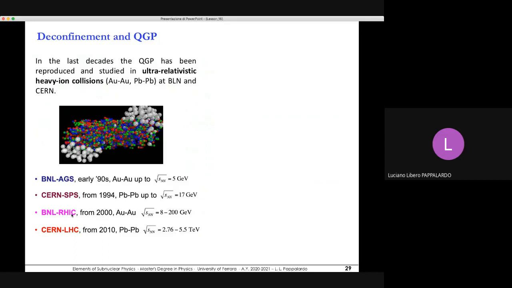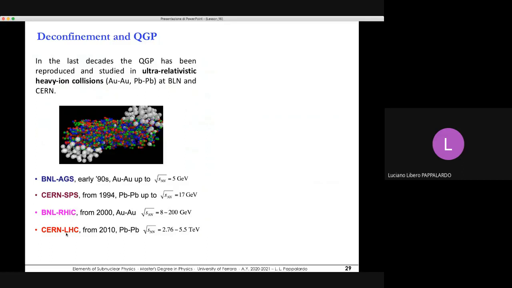Then we started the era of the RHIC machine at Brookhaven, which is a hadron collider, still working. They collide gold-gold at an energy ranging from 8 to 200, and now even 500 GeV. And actually, the RHIC experiments, STAR and PHENIX, were the first to establish the formation of the quark-gluon plasma, without doubts.